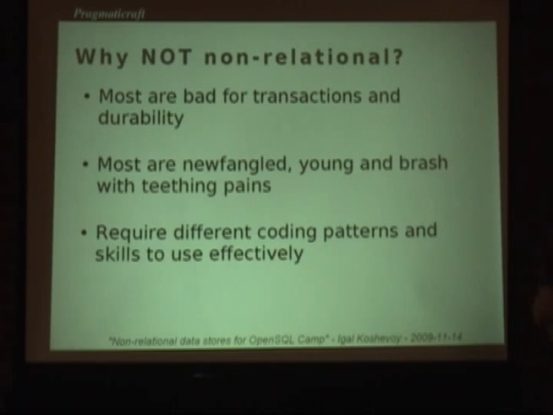So why not choose non-relational databases? Well, most of them are not really designed for transactions. They're designed for cloud-scale computing, where you have a bunch of storage nodes cooperating in such a way that they have eventual consistency. This is not something we necessarily want to use for a bank.